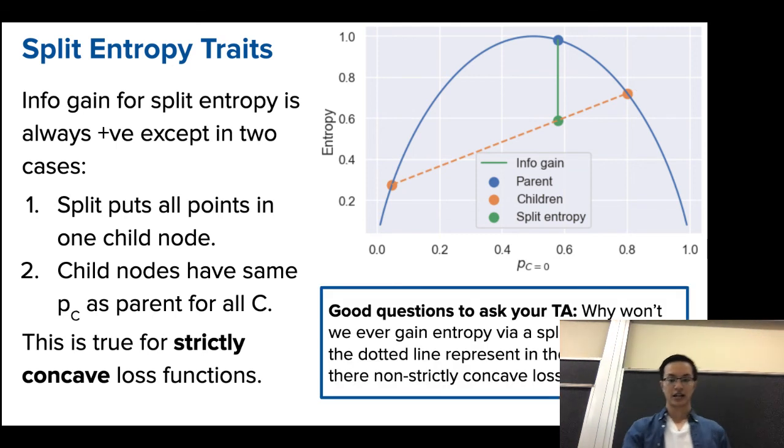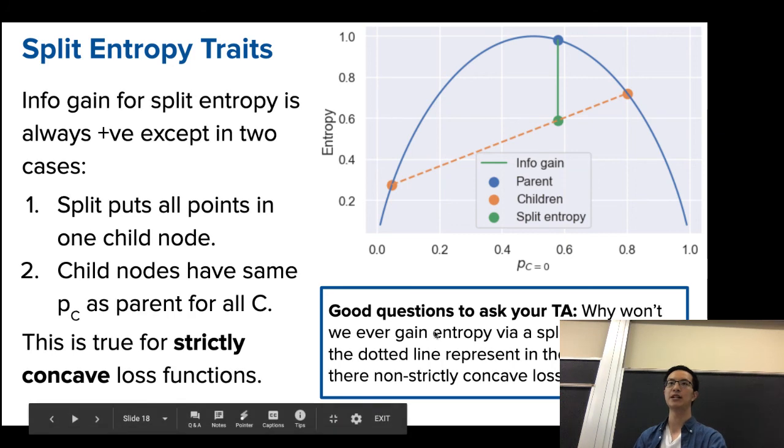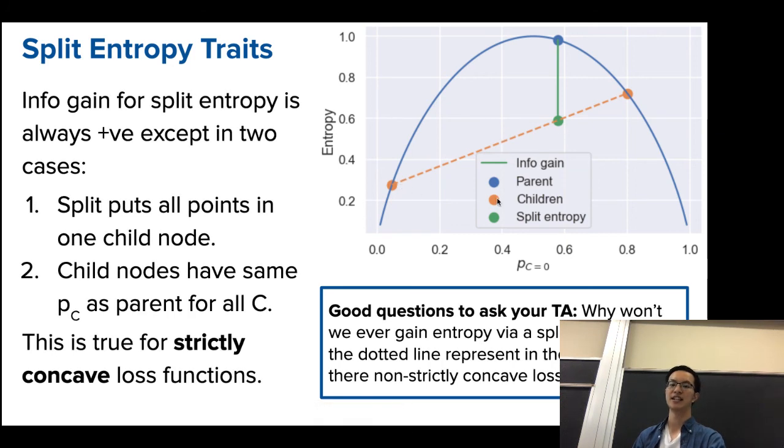Okay, so I have just enough time for my last demo, but here are some questions that you should ask your TA and try to understand yourself. Why won't we ever gain entropy by splitting my data? What is this dotted line and what does it represent? And are there possibly non-strictly concave loss functions?